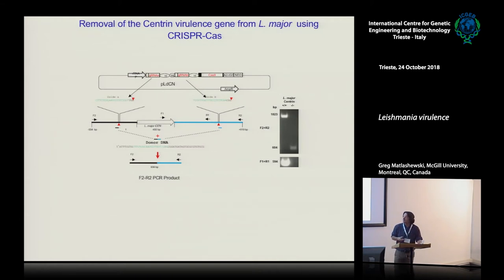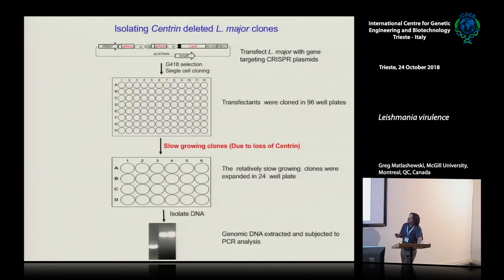Let me tell you what we did. Hira had shown that when you cut out the centrin gene, those parasites survive, but they grow slower than wild-type parasites. They still grow, but slower than wild-type. So that's a phenotypic change. So what we did is we did single-cell cloning. We had 96 well plates, and we took individual parasites, and we put them into many 96 well plates, and we left it for 2 weeks.